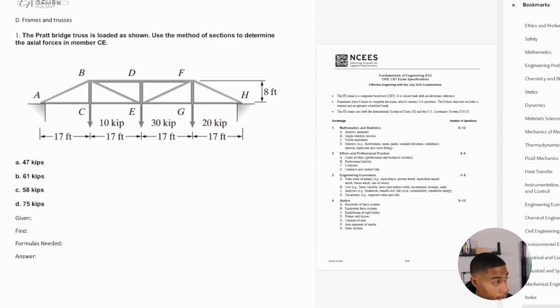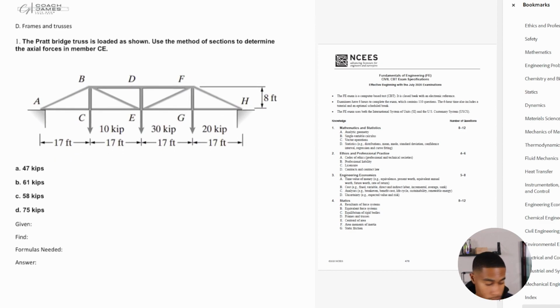Number one. All right. Number one says the Pratt Bridge truss is loaded as shown. Use the method of sections to determine the axial forces in member CE. All right. So what information are we given?